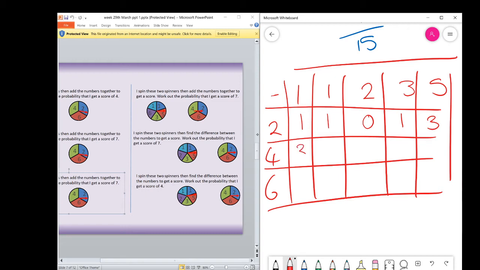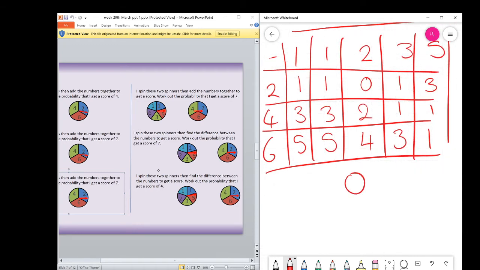1 and 4 is 3. 2 and 4 is 2. 2 and 3 is 1. 4 and 5 is 1. 1 and 6 is 5. 5, 4, 3, 1. So again, make sure you read the question. Probability I get a 7. There's no 7, so the probability is just 0.